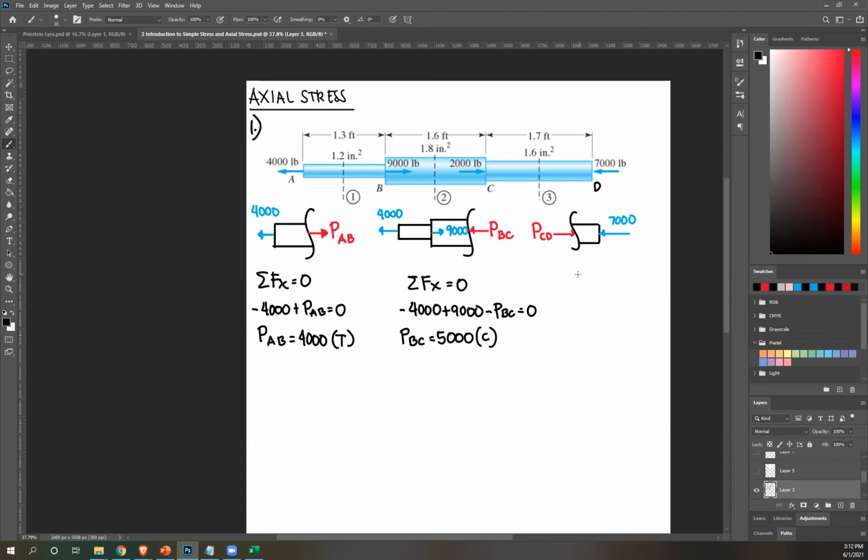And then lastly, for the third segment, once again, summation of Fx equals 0. PCD to the right, therefore positive PCD. 7,000 to the left, so negative 7,000 equals 0. And then PCD is just 7,000. Positive, therefore correct assumption. It's towards your segment. Therefore, compression.